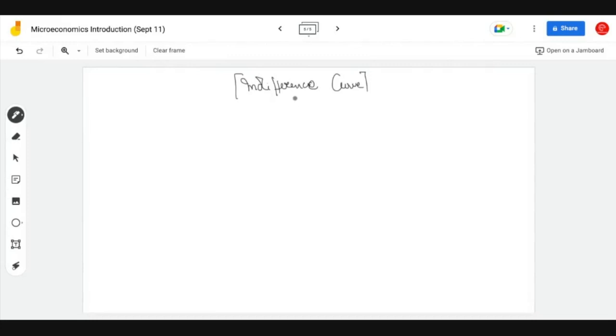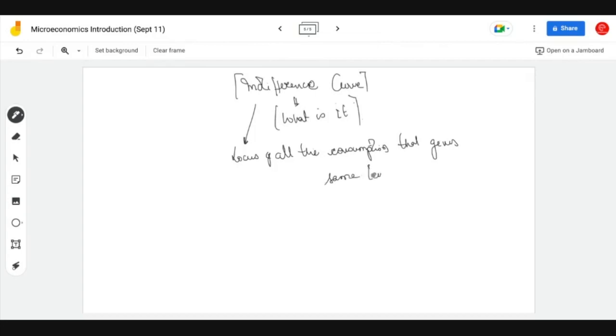Indifference curve. So what is an indifference curve? What is it? An indifference curve is nothing but the locus of all the consumption bundles that give the same level of satisfaction. Okay.